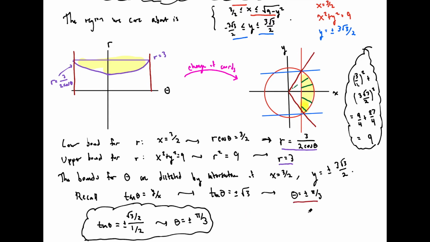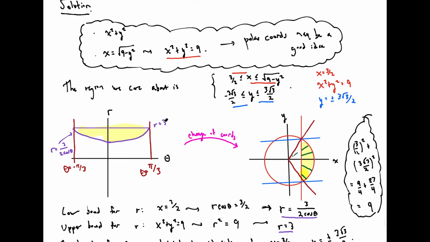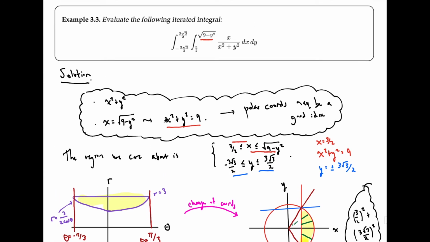And here we have the theta bounds. So this, in the theta r world, would correspond to the vertical line theta equals pi over 3, and this would be theta equals negative pi over 3. Okay, and with all that hard work out of the way, we're finally ready to convert the original iterated integral up here into a polar one. So let's do that.